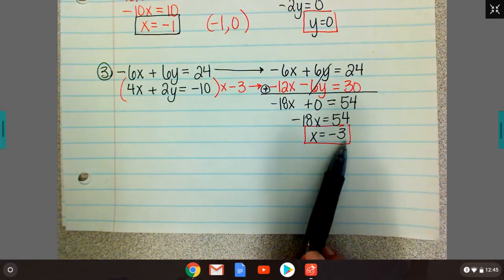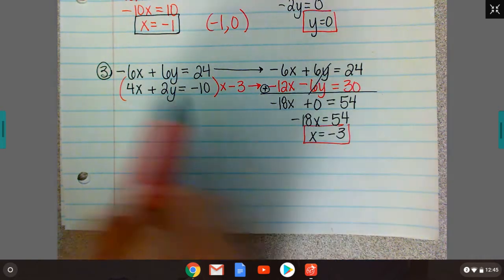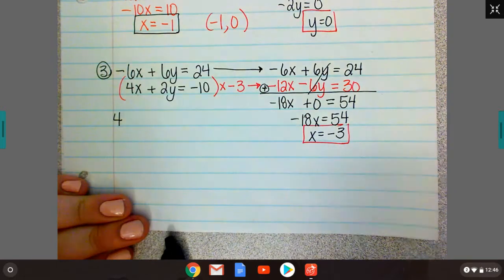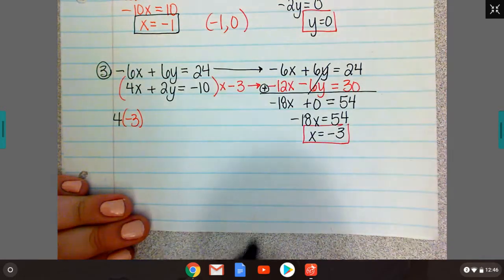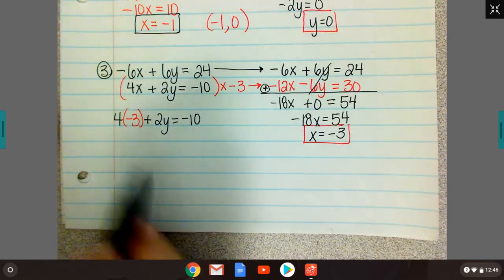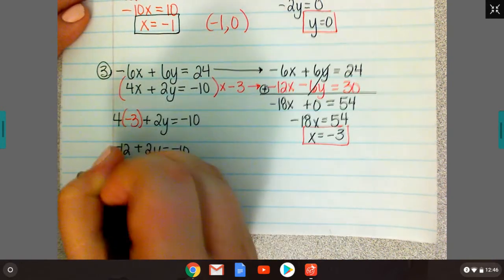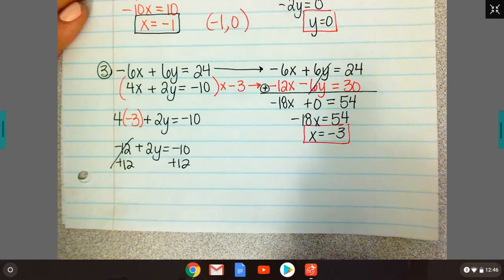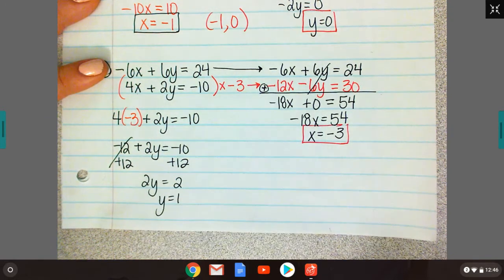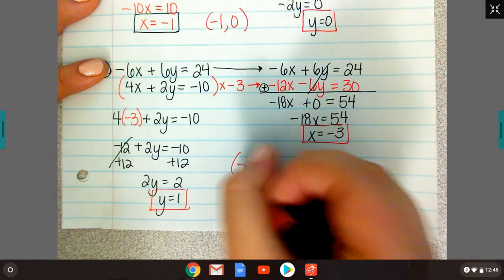To get our second, we just plug in this negative 3 to either this spot or this spot or this spot, it doesn't really matter. I'll use this equation right here. So we've got 4 times x, and I'm putting in negative 3, plus 2y equals negative 10. Some simplifying from here on out. 4 times negative 3 is negative 12, plus 2y equals negative 10. Add 12 to both sides. 2y equals 2, so y equals 1. So final answer, negative 3, 1.